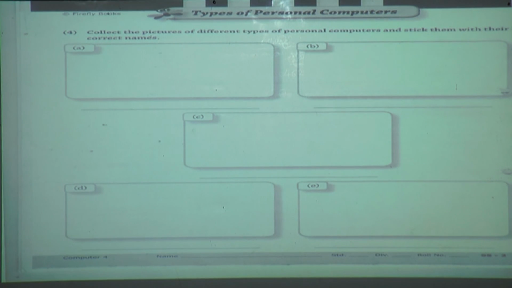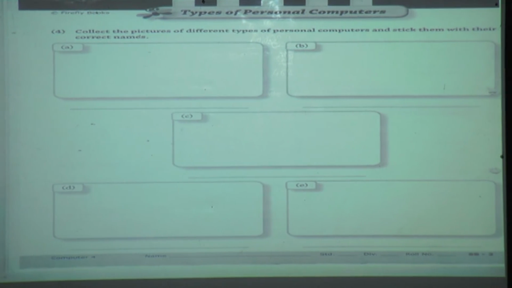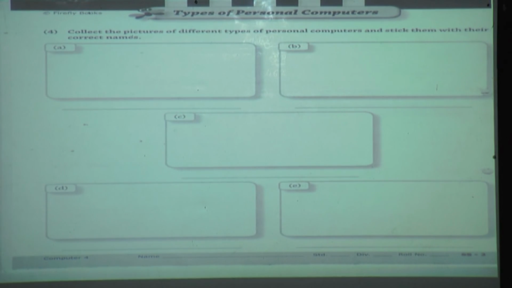Next, our fourth question, the last question. Collect pictures of different types of personal computers and stick them with their correct names. We have to collect different images of personal computers and stick them in their boxes. Now we will see here. If you get them, then you can stick. If you don't get them, then there is no need. We will stick them afterwards.